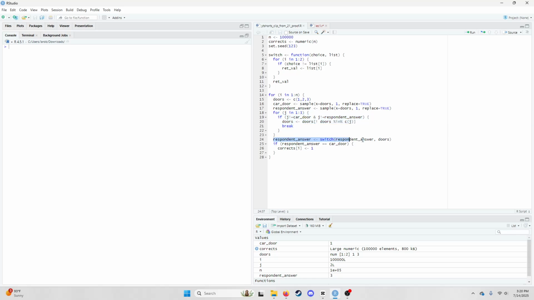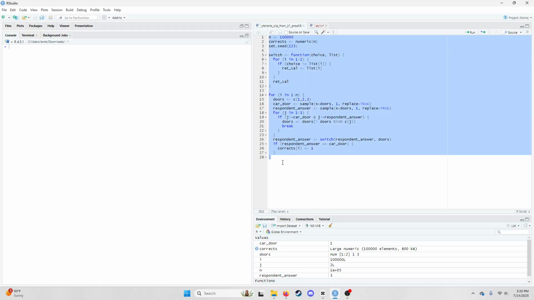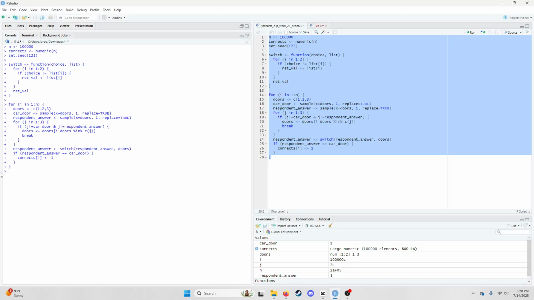And then here you just switch your door after one of them gets removed, and then we record if he was right. So if we run all this, it's basically a simulation of the Monty Hall problem 100,000 times. And okay, it's done.